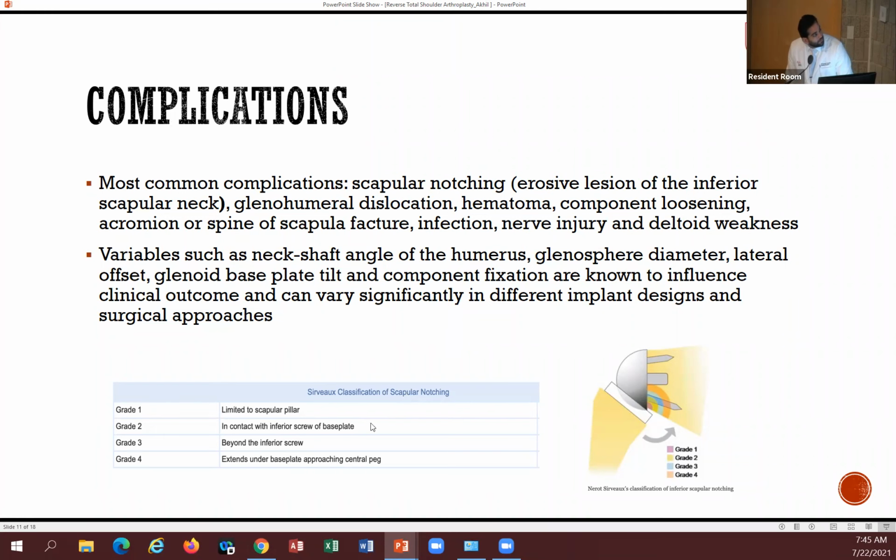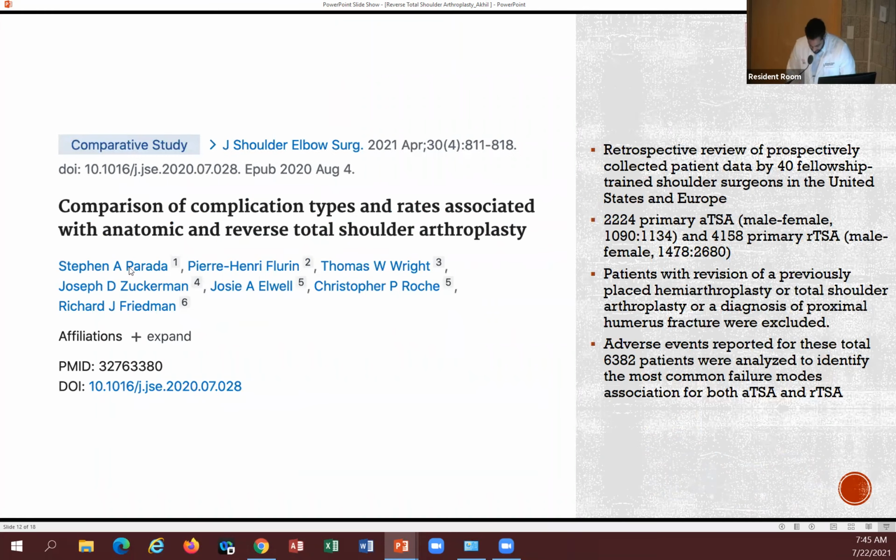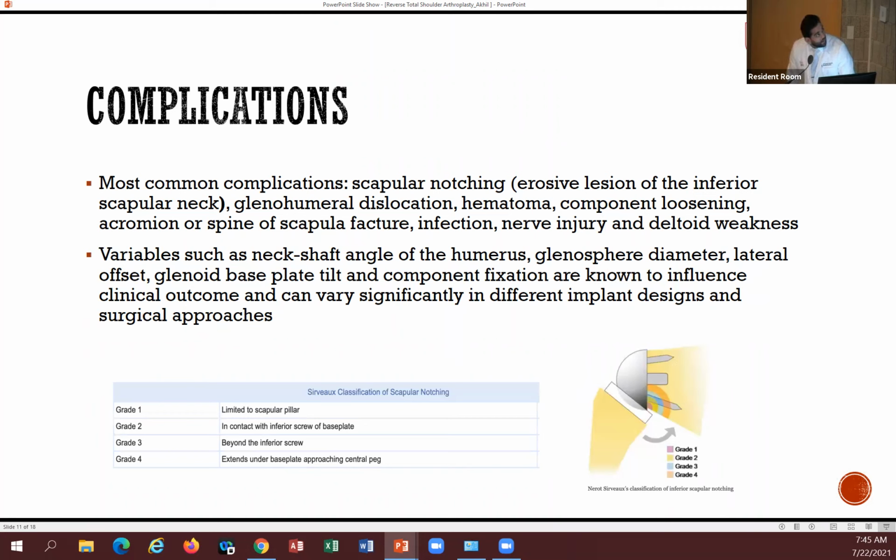This is the most common grading system for classifying scapular notching. The classification goes from grade 1 through grade 4. If you read literature on reverse total shoulders and complications of this procedure, you'll almost always come across this classification system because it's normally used to break down the type of scapular notching in the patient cohorts.